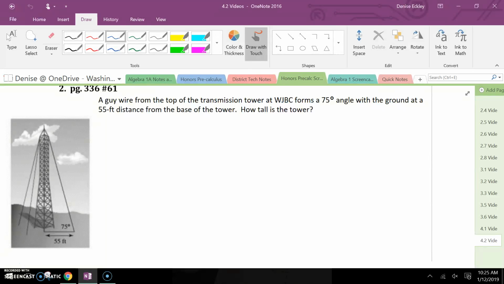So a guy wire from the top of the transmission tower at WJBC forms a 75-degree angle with the ground at a 55-foot distance from the base of the tower. How tall is the tower?